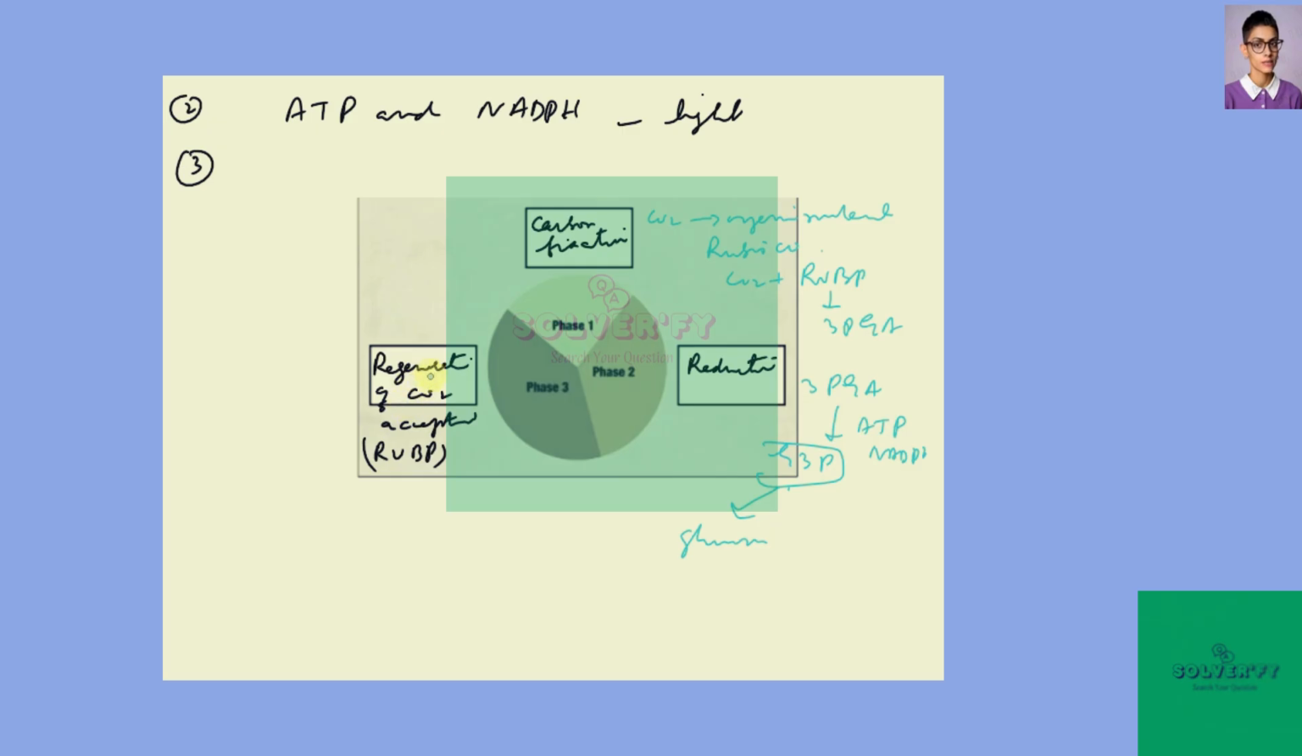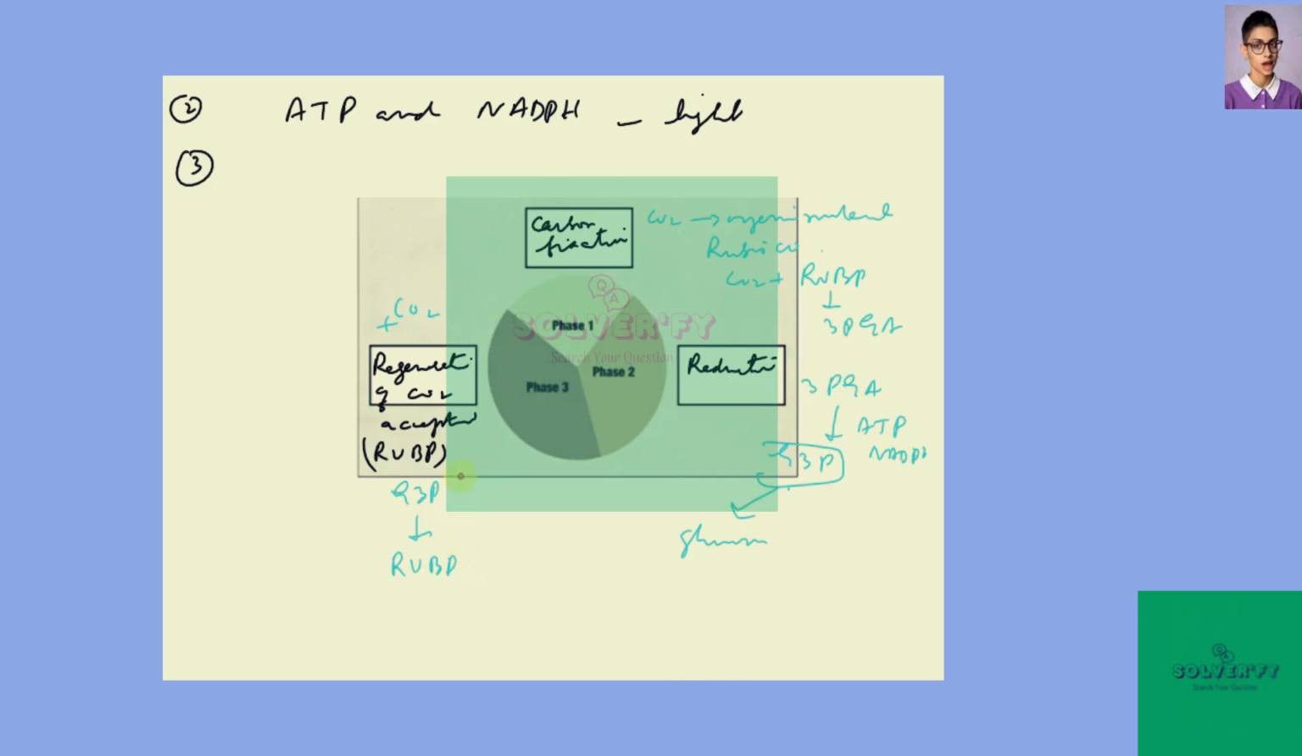So in the regeneration phase, the remaining glyceraldehyde 3-phosphate molecules are used to regenerate the ribulose bisphosphate, which can then accept carbon dioxide and continue the cycle.